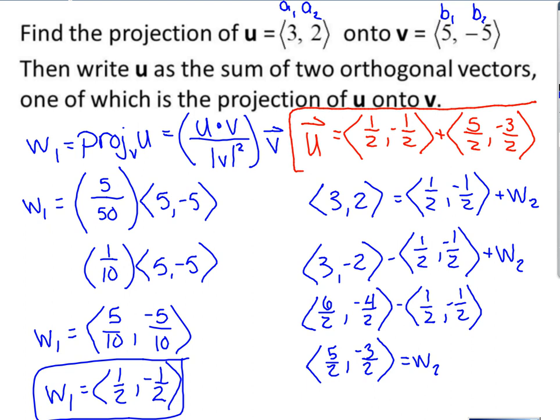So what we know is that we took u and we broke it into two different parts. One of those parts is parallel to vector v, and the other one is perpendicular. So this first part of the vector is parallel to vector v, the second one is perpendicular to it, and if we put those two together, their resultant vector would give us vector u.